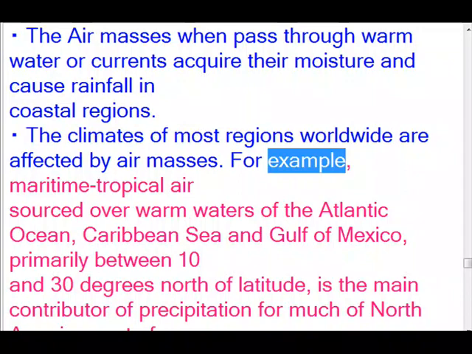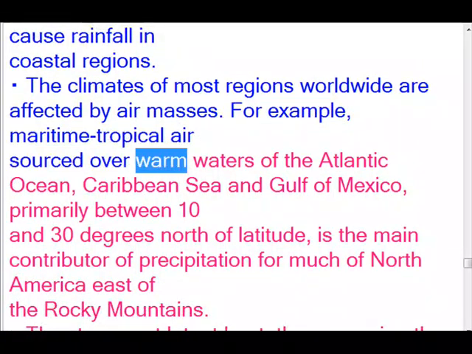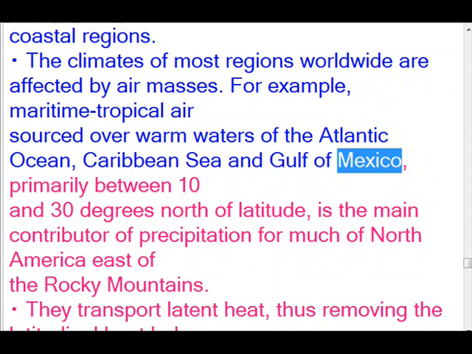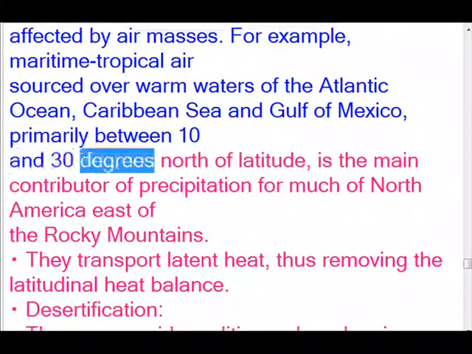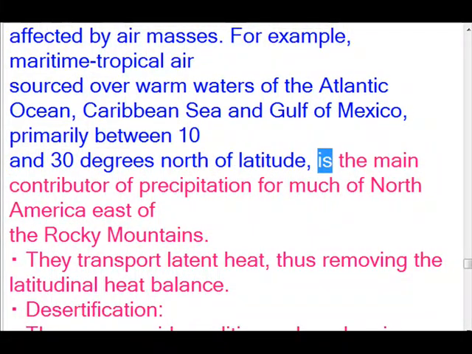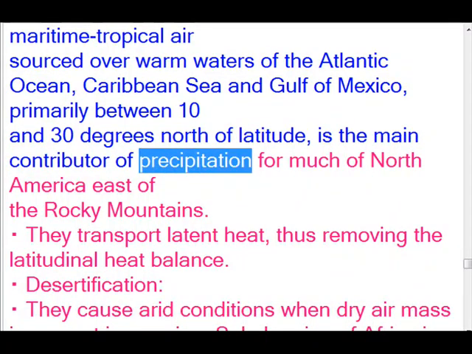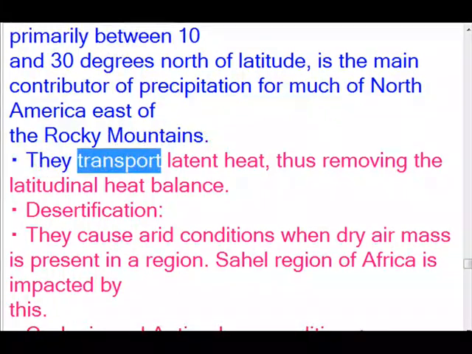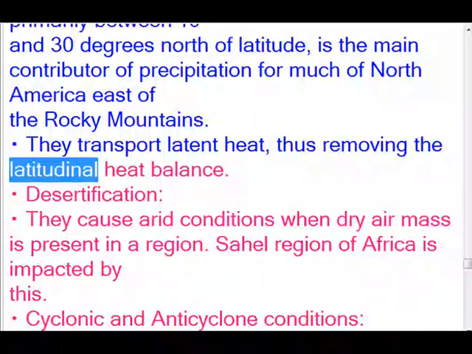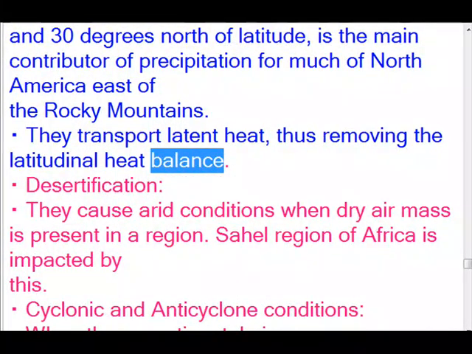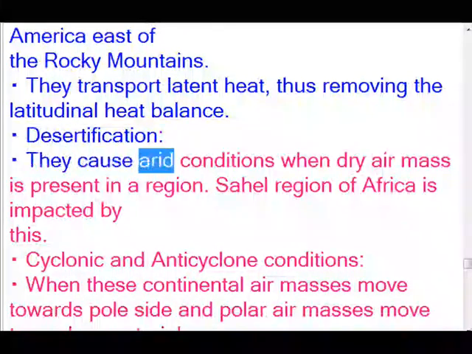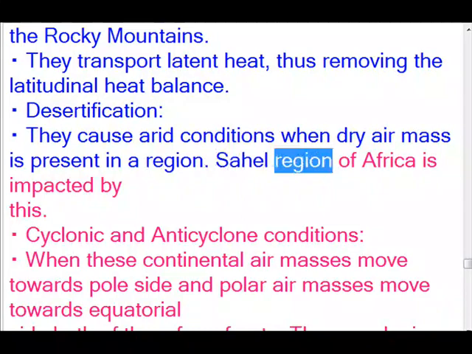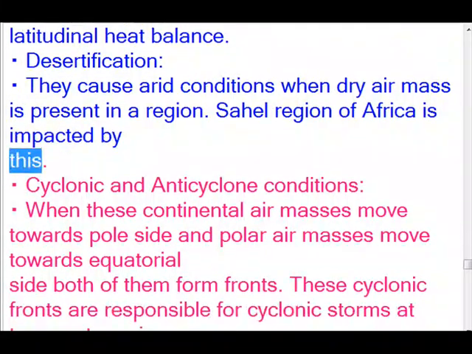For example, maritime tropical air sourced over warm waters of the Atlantic Ocean, Caribbean Sea and Gulf of Mexico, primarily between 10 and 30 degrees north of latitude, is the main contributor of precipitation for much of North America east of the Rocky Mountains. They transport latent heat, thus removing the latitudinal heat imbalance. Desertification. They cause arid conditions when a dry air mass is present in a region. The Sahel region of Africa is impacted by this.